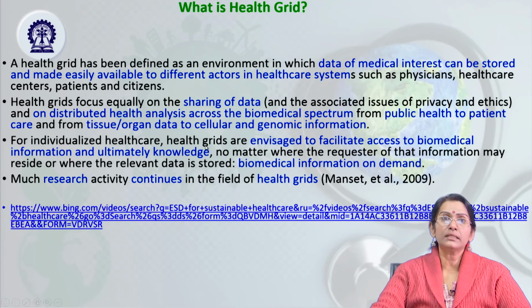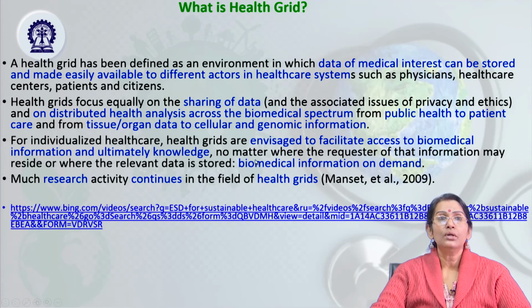So, for an individualized healthcare system, these health grids envisage facilitating access to biomedical information and ultimate knowledge. Suppose any patient has health issues related to blood pressure, heart disease or diabetes. He can search in this health grid which hospital has the best medical treatment for this, who is the best doctor, what extra facility is there in which hospital, which is affordable, the cost, every single piece of information. So, all kinds of biomedical information can be served on demand, like a Google search.